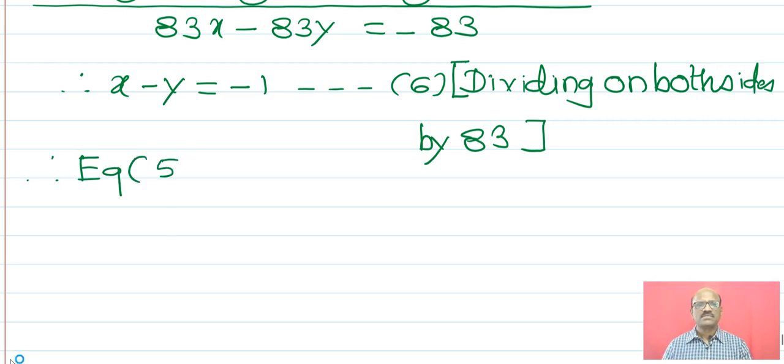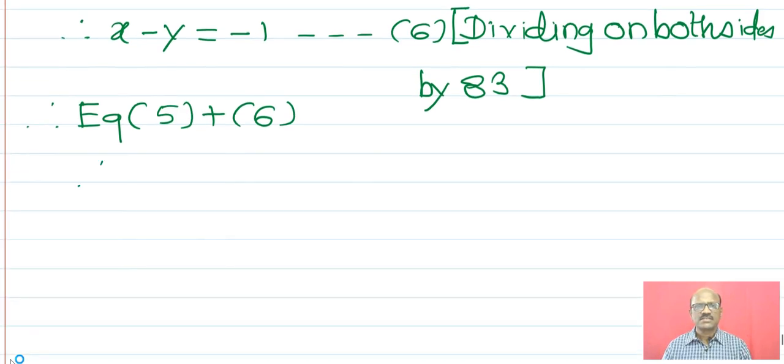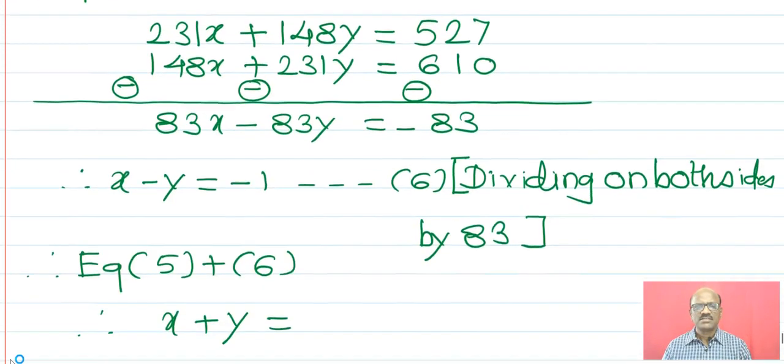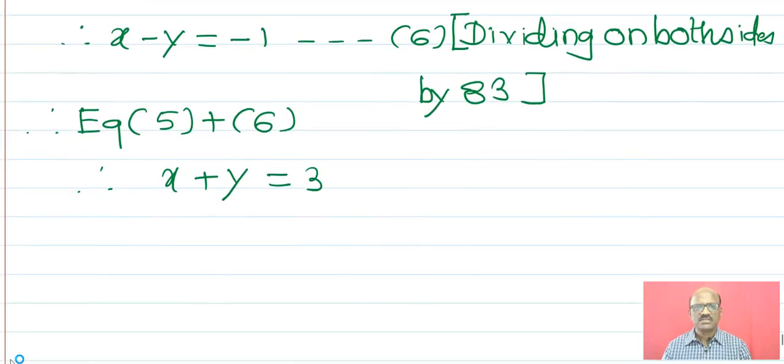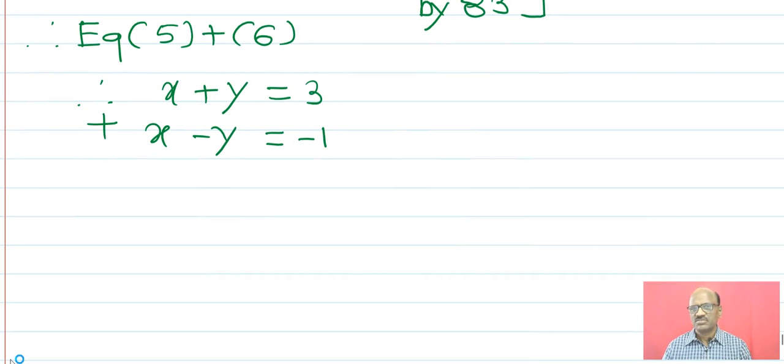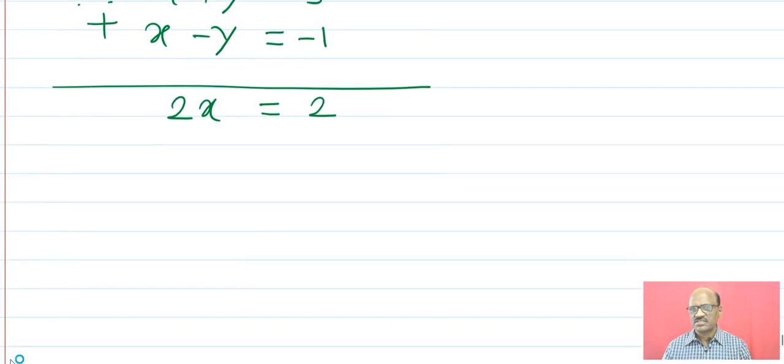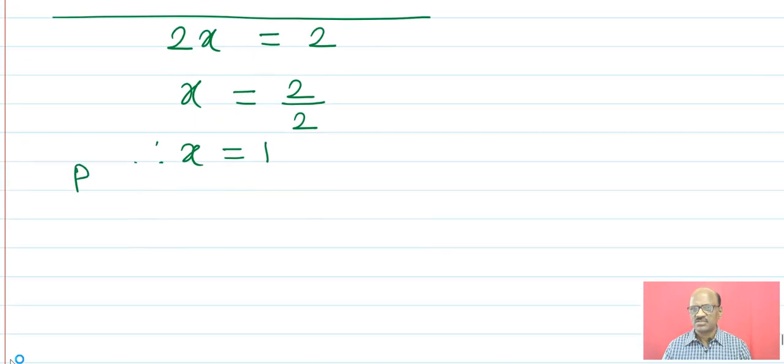Now next, equation 5 plus 6, that is x plus y is equals to 3 and x minus y is equals to minus 1. If we add these two equations, the y terms cancel, x plus x is 2x, 3 and minus 1, that is 2. 2x is equals to 2, therefore x is equals to 2 upon 2, therefore x is equals to 1. X value 1 again.